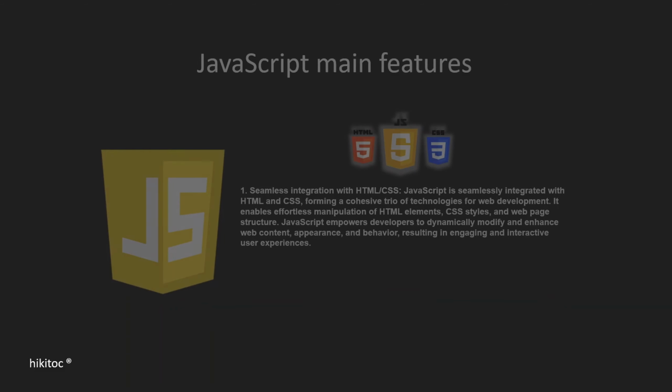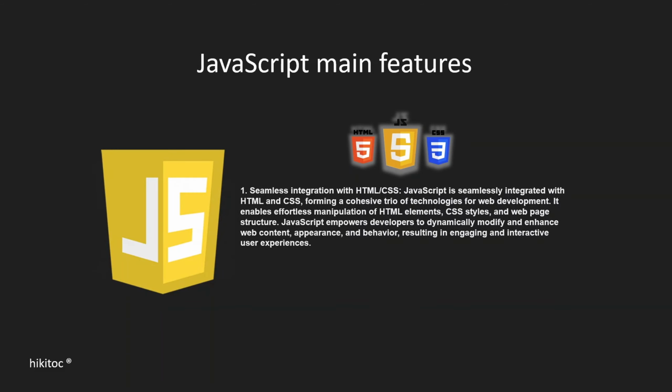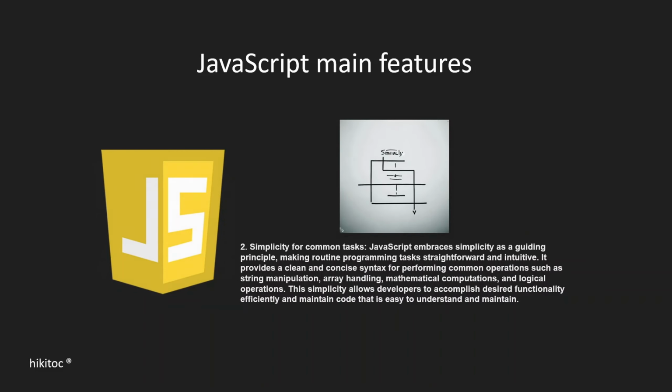JavaScript is seamlessly integrated with HTML and CSS, forming a trio of technologies for web development. It enables effortless manipulation of HTML elements, CSS styles, and web page structure. As I mentioned earlier, JavaScript is quite a simple language. JavaScript embraces simplicity as a guiding principle, making routine programming tasks straightforward and intuitive. It provides a clean and concise syntax for performing common operations such as string manipulation, array handling, mathematical computation, logical operations, and so on.